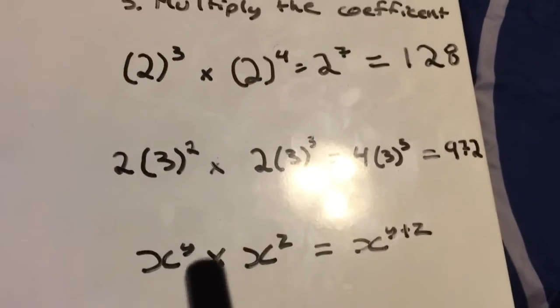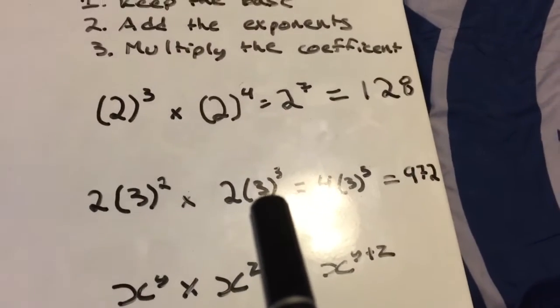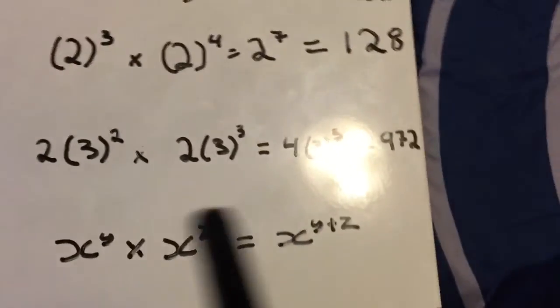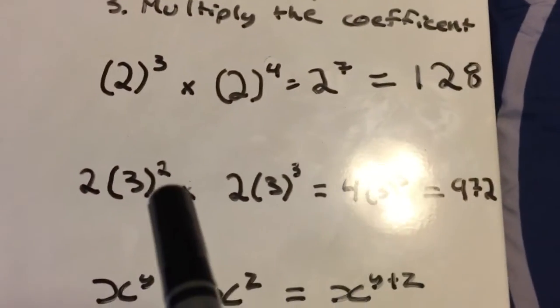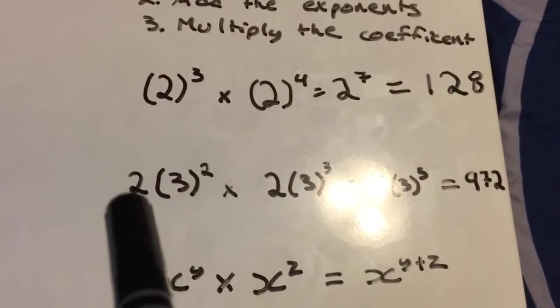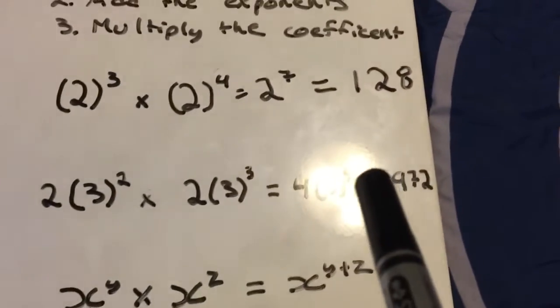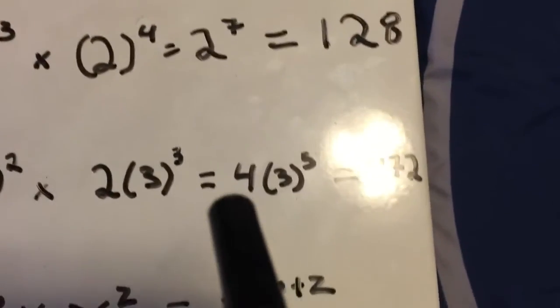For this question with coefficients, we have 2 times 3 to the power of 2 times 2 times 3 to the power of 3. So for this we would keep the base, so 3, so we keep that there, 3. We add the exponents, not the coefficients, 2 and 3 is 5, and then we multiply the coefficients, so 2 times 2 is 4. Then this, 4 times 3 to the power of 5, is equal to 972 as the final answer.